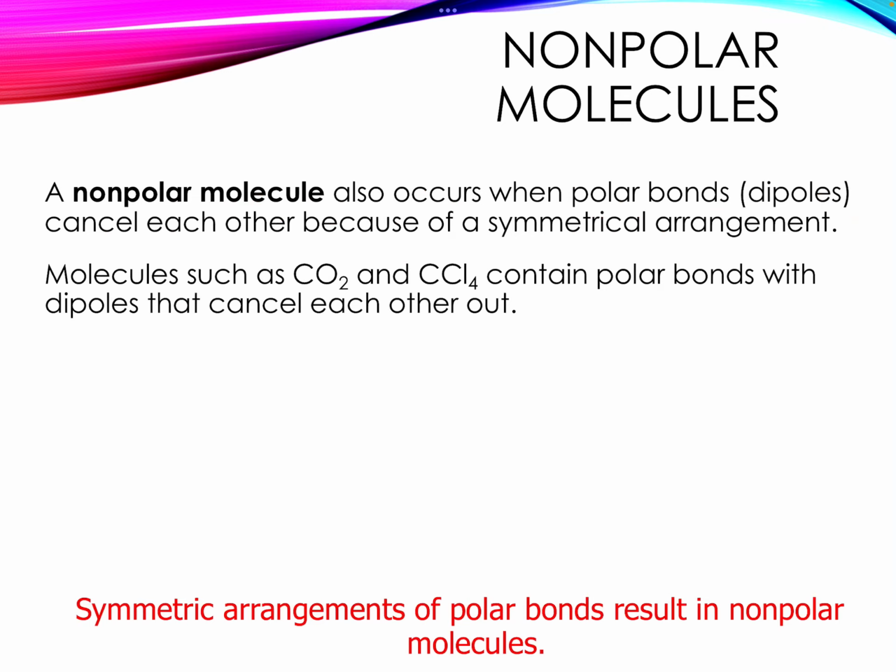We can also get nonpolar molecules a different way. This is when we have all of our dipoles cancel each other. They all cancel out because we have a symmetrical arrangement around our molecule. So two examples that we're going to look at are carbon dioxide and carbon tetrachloride. So carbon dioxide looks like this.